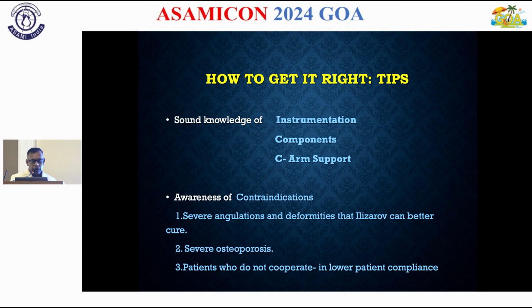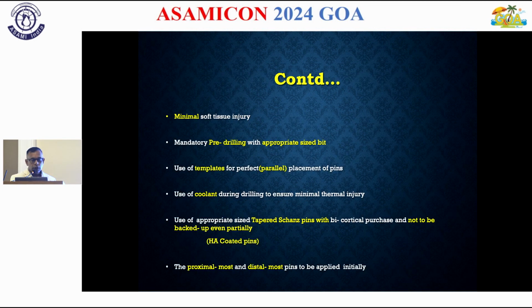So what are the relative contraindications? Severe angulations and deformities, where you can use a ring fixator better. Severe osteoporosis because the pins may not hold as well. And definitely patients who do not cooperate, it goes true with any other implant in orthopedics. There should be minimal soft tissue injury, like in the previous presentation also we saw that this was discussed. In a case where the soft tissue injury is more, we should try and go in for a ring fixator.